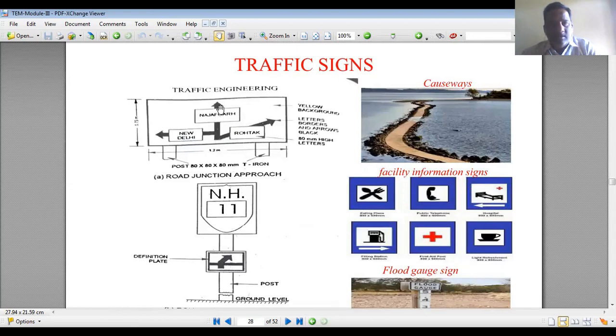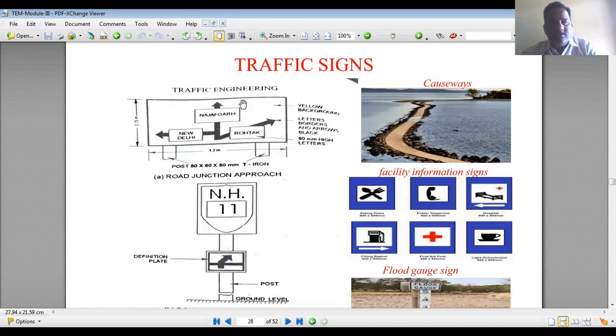Here we are showing if you go straight, you can go to Najafgarh. If you want to go to Delhi, you have to turn left. If you want to go to Rohtak, you have to move to the right. Like that, destination and place identification with name, with direction also, can be shown in this type of informative sign.